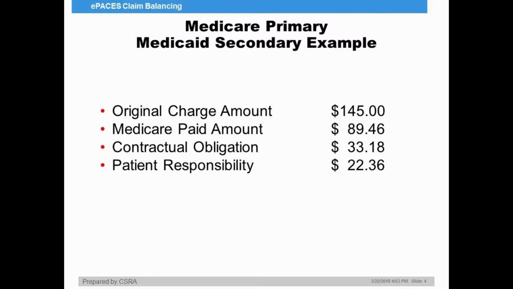Let's do a very common example of a patient that has Medicare primary and Medicaid secondary. My original charge amount was $145. Medicare paid me $89.46. The contractual obligation was $33.18, which left me a balance of patient responsibility of $22.36.